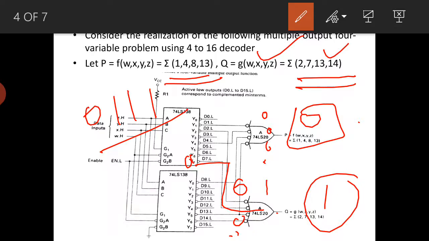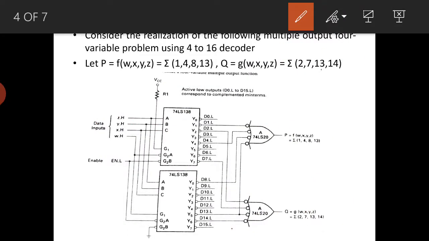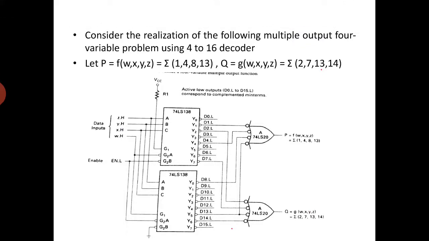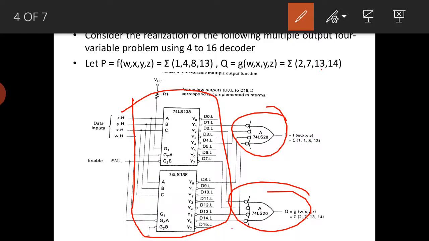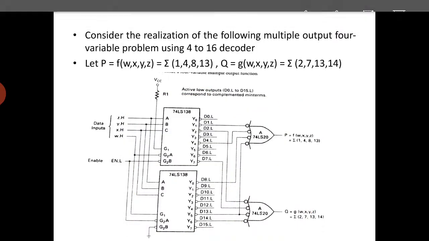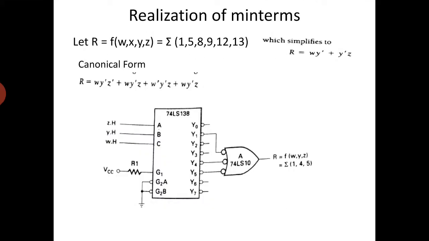This is how we can realize it. We can realize different functions having minterms by using decoders. So this is the decoder, and these are the basic gates like OR with the inverter bubble, or we can call them NAND gates, both are the same. Now the same thing, it's a continuation part.